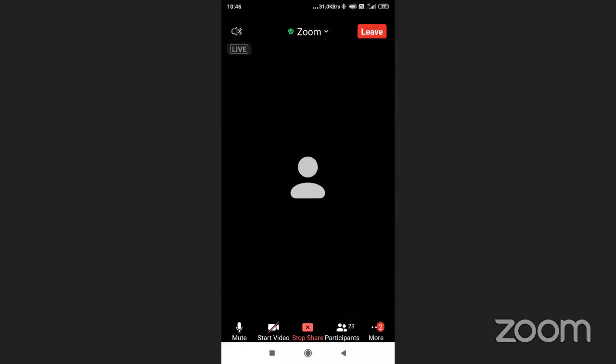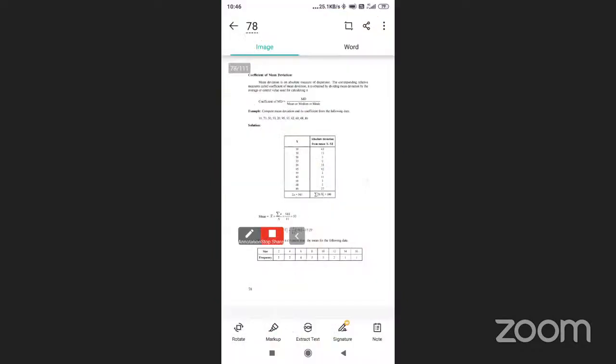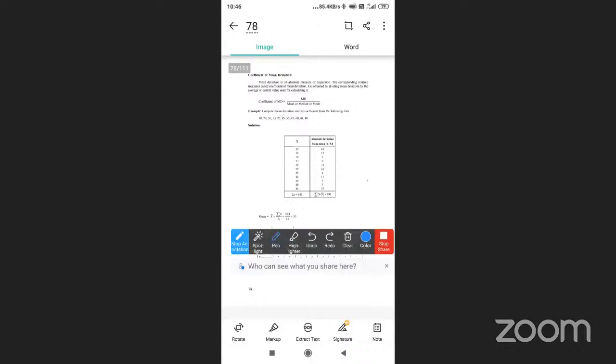So coefficient of MD is equal to mean deviation by mean, or median, or mode. Example: compute mean deviation and its coefficient from the following data: 10, 70, 50, 53, and so on. An individual series is given.